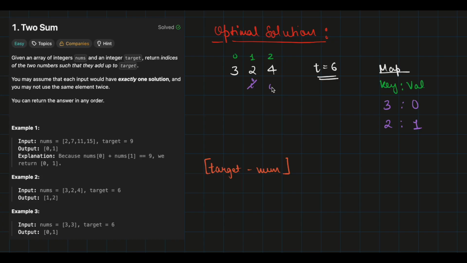Now we move i to the next element. We check the target 6 minus 4, that is 2, and whether 2 is present inside the map. Here it is, so we can just return the index of this value, that is 2, and the index of the value found in the map, 1, as the answer.